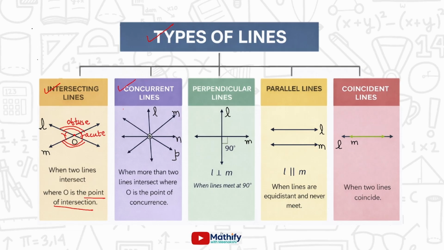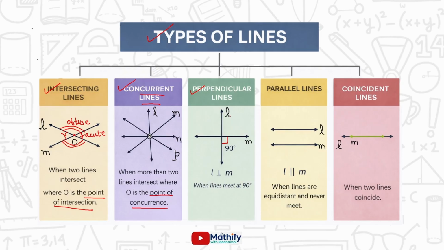Second is concurrent lines. In intersecting lines, usually we talk about two lines, but when we have more than two lines that intersect at a point, then those lines are known as concurrent lines, and wherever they meet, that point is known as the point of concurrence. Now let's move to third type, perpendicular lines. It's a special case of intersecting lines, as when two lines intersect at a point but now they meet at 90 degrees. That means they are perpendicular to each other. Then we say that these lines are known as perpendicular lines.